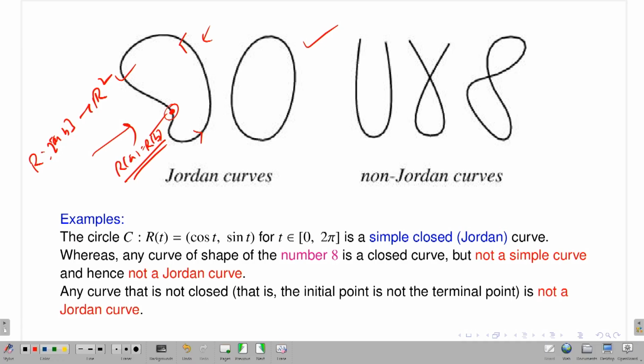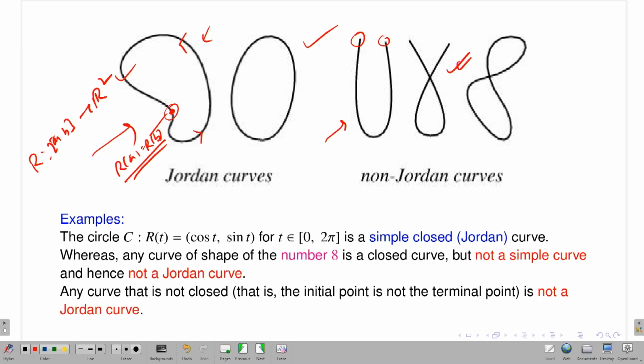This is also a Jordan curve. If I have a circle, that is also a Jordan curve, right? Now a non-Jordan curve, why does it fail? It is a nice curve, it is a parameterization, and it is simple, but it is not closed, because if I start from here, I will end up here and these two values are not the same. So therefore this curve is simple, but it is not closed, so it is not a Jordan curve.